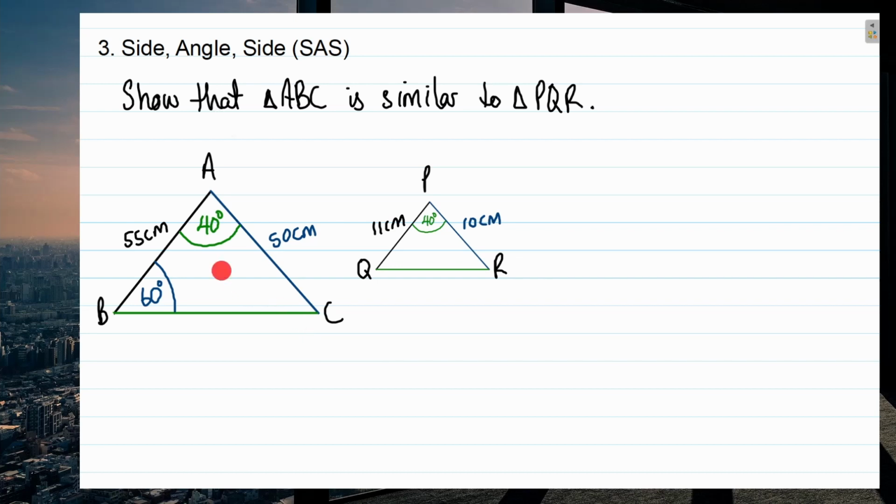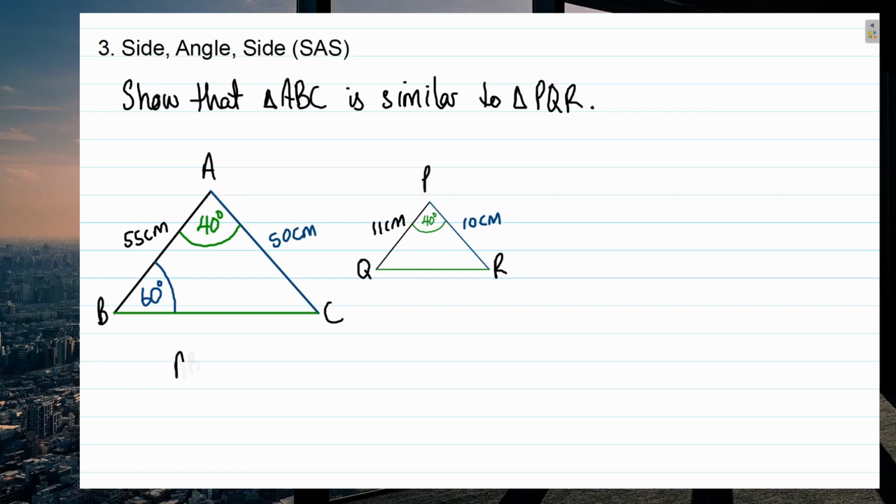So when we look at triangle ABC and triangle PQR, if I say 55 divided by 11, I'll get 5. And if I say 50 divided by 10, I would get 5. Therefore, this side AB being 55 centimeters would correspond to PQ being 11 centimeters. And AC being 50 centimeters would correspond to PR being 10 centimeters. Now the 40-degree angle is in between the corresponding sides, not the 60-degree angle.